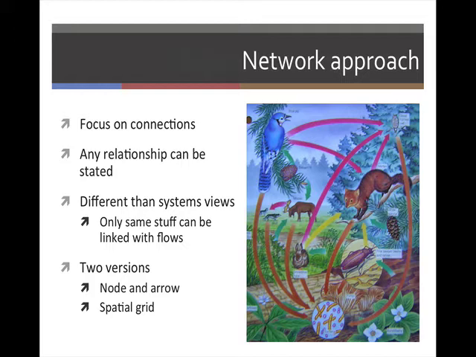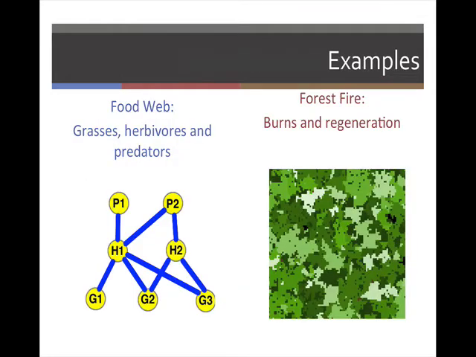Now today we're going to talk about 2 versions. One's a node and arrow, very similar to this forest cartoon here. Another is a spatial grid. So the two examples, a food web, we would represent with nodes and arrows connecting those. And the example I'm going to develop here in just a second is where we have the grasses, here represented as 3 species of grass, G1, G2, G3, and the herbivores that eat those, and the predators that eat those herbivores. So we're going to develop a little network and what that means.